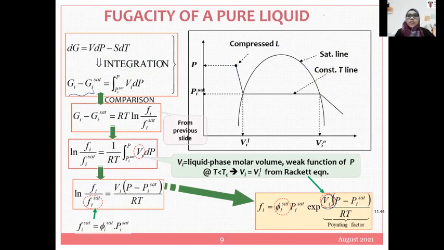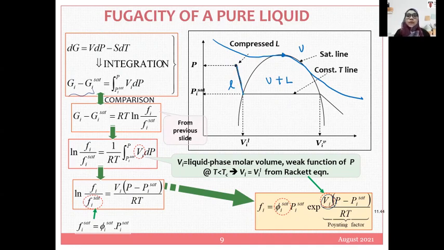Okay, next we move to the fugacity of pure liquid. For pure liquid, you may refer to the diagram of pressure versus molar volume, the PV diagram. The region of the liquid is in this area, and this is the region for the vapor. Okay, this is the critical line, and we also have the vapor and liquid region. So for the liquid region, for example, at a certain pressure it will move to the saturation pressure while still under the liquid region.